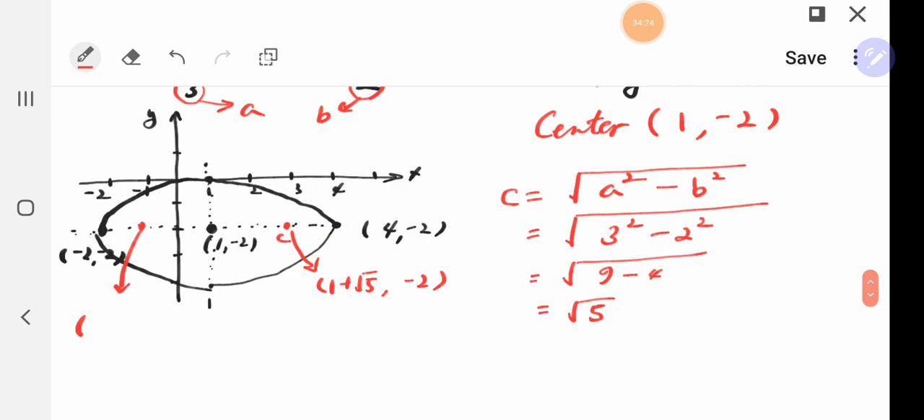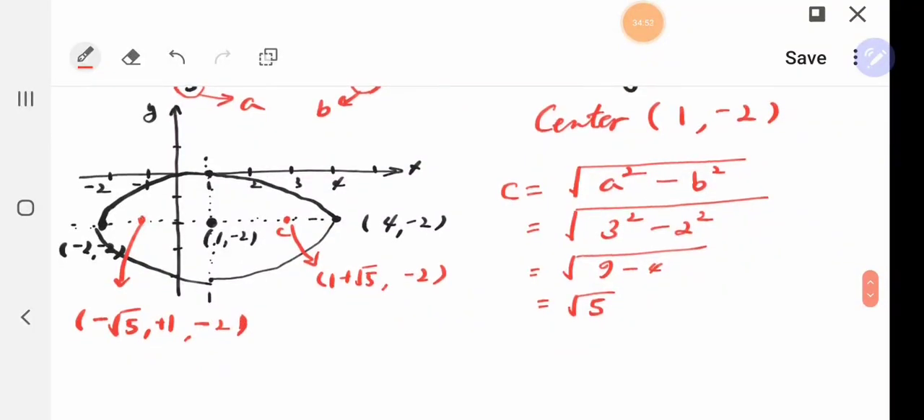So it was originally negative square root of 5, and we will add 1 to this one. So 1 minus square root of 5. Originally it was negative square root of 5, and then plus 1. And y is shifted 2 units down. So this is another focus. This is the first focus, and this is the second focus.